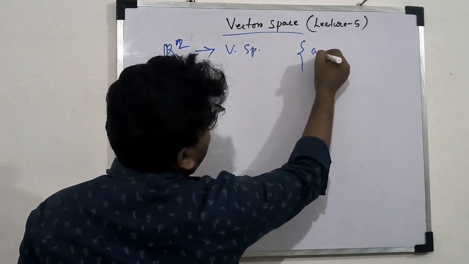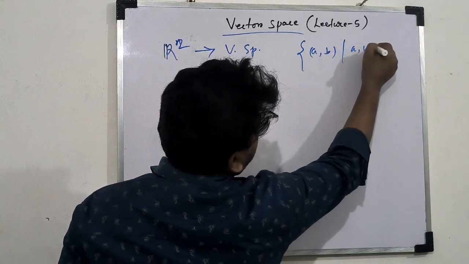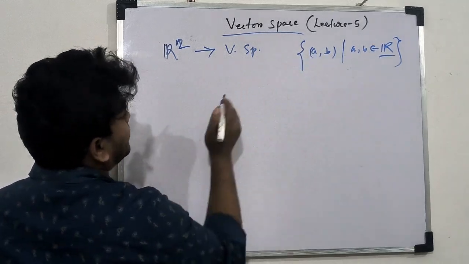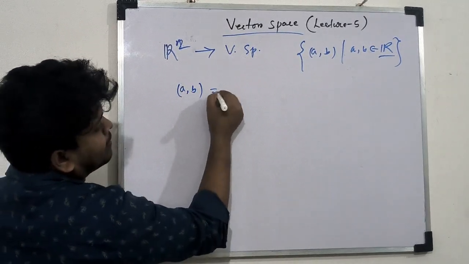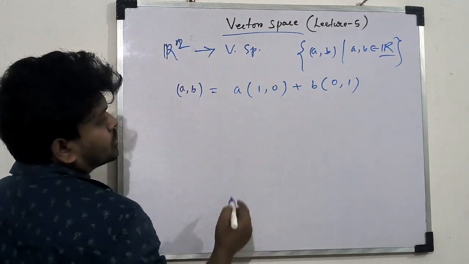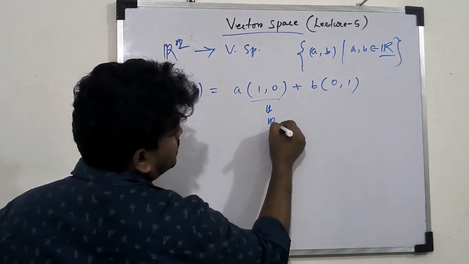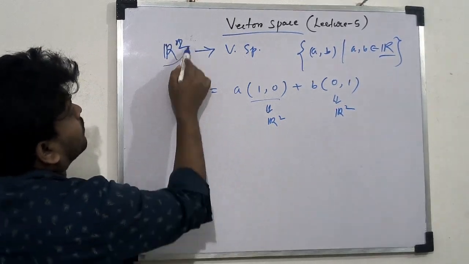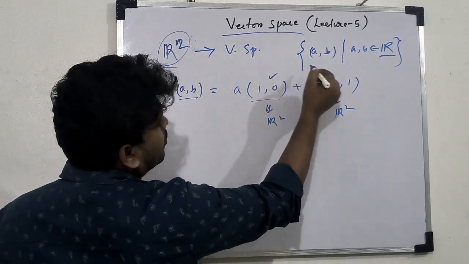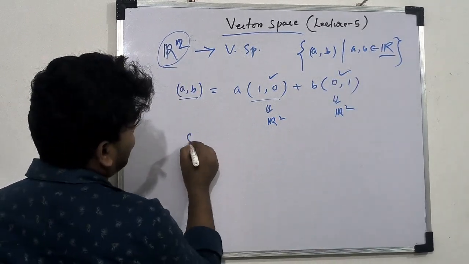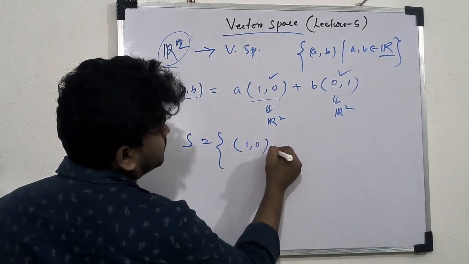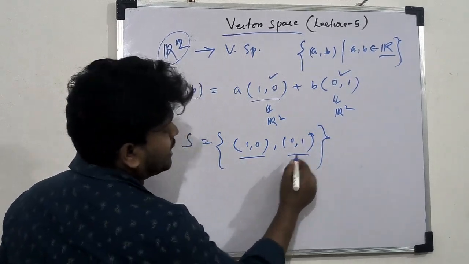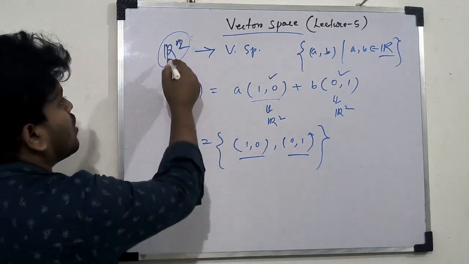So this element of R2 can be written in this form. This is a field, so any element (a, b) can be written like this. This is an element from R2 and this is an element from R2. So any element from R2 can be written as a linear combination of two elements of R2. So if we take S equal to {(1, 0), (0, 1)}, these two elements span the whole of R2.